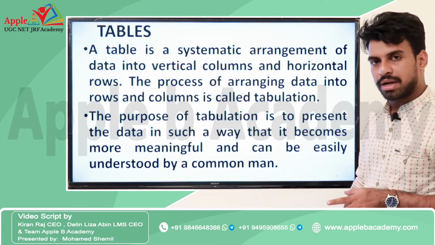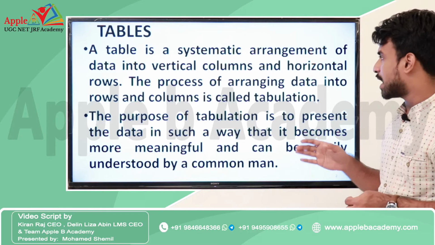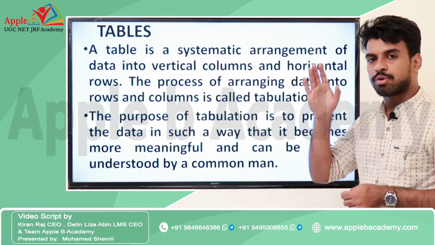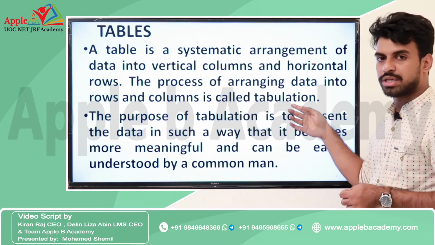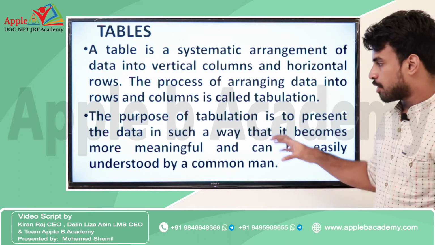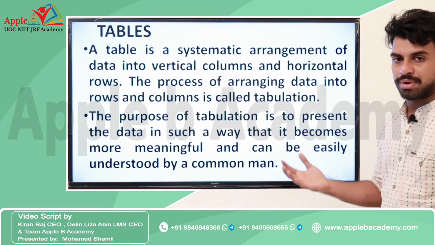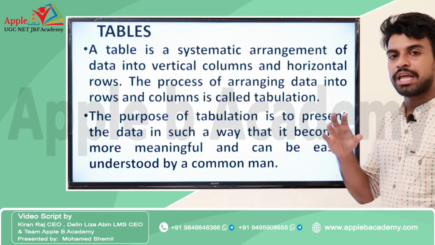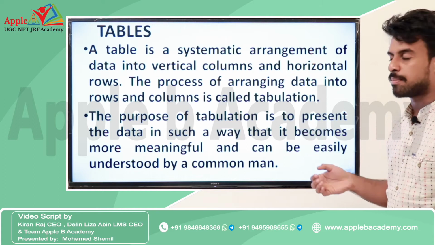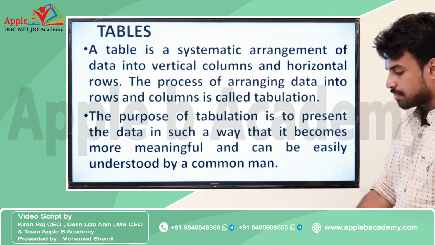Basically, what is a table? A table is a systematic arrangement of data in vertical columns and horizontal rows. This process of arranging data in rows and columns is what you call tabulation. As a result of tabulation, it becomes easier for the common man to interpret this data. Interpretation from a table is much easier than interpretation from a paragraph or a comprehension passage. That is why we are doing the tabulation exercise.